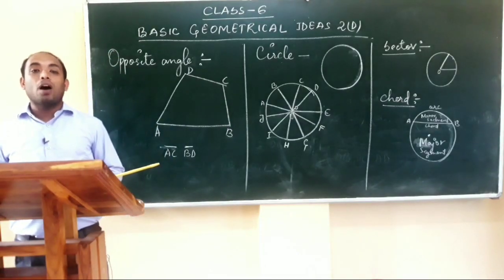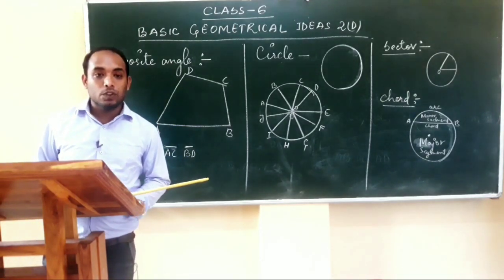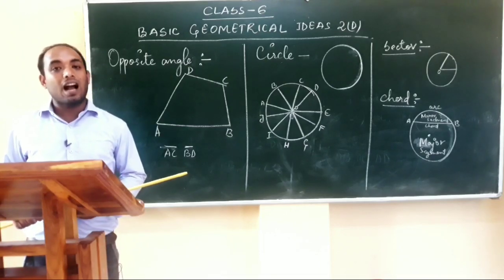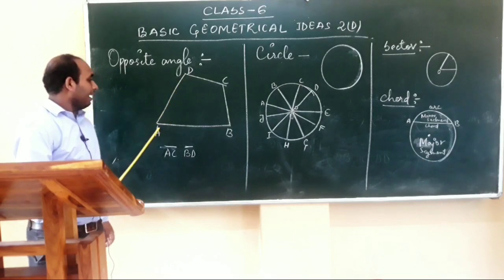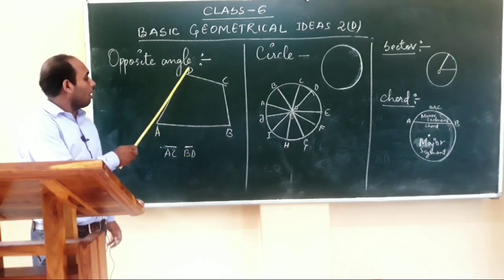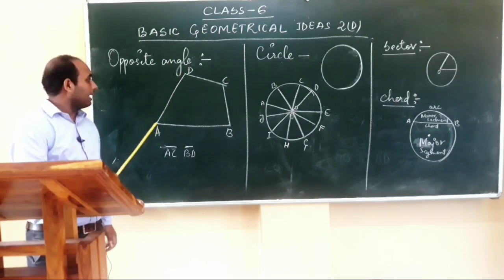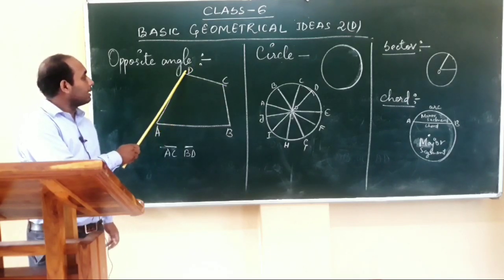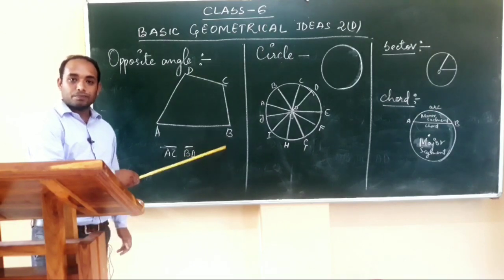Now we will discuss opposite angles. What is an opposite angle? Two angles of the quadrilateral which are not adjacent angles are known as opposite angles. ABCD is a quadrilateral, isn't it? What is the opposite of angle A? Opposite of A is C. What is the opposite of angle D? Opposite of angle D is B.